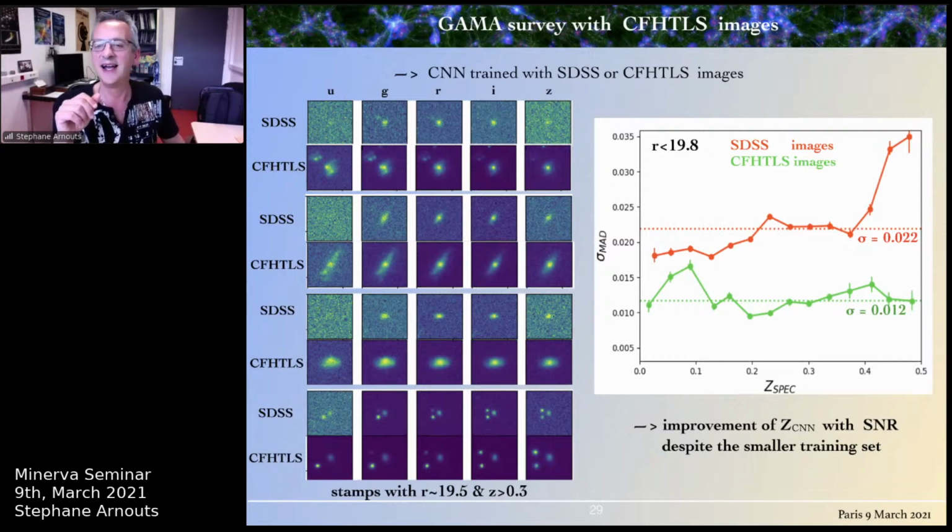And so when you do that, you have a much smaller sample because CFHTLS is not everywhere in GAMA. But still, you have a jump in accuracy in terms of sigma. So we can get about 0.01, or close to 0.01, a factor 2 improvement compared to when we use SDSS images. So a big gain by changing the images used as input.